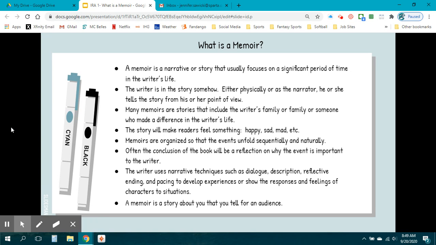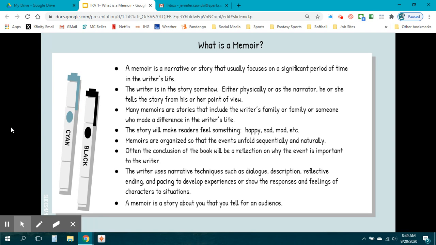Memoirs are organized so that events can unfold sequentially and naturally. By that, we mean it starts at the beginning, right? She was in the car on the way to the cabin at the beginning of the story. It didn't start with her packing up and leaving, right? So we had that. And then we had the events that she had, and then she left. So that's that sequential and natural order.